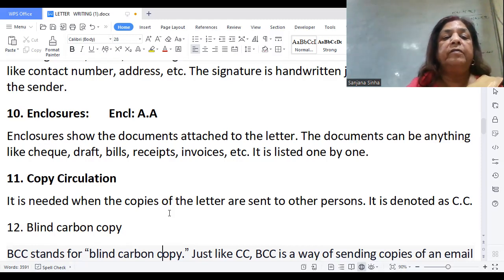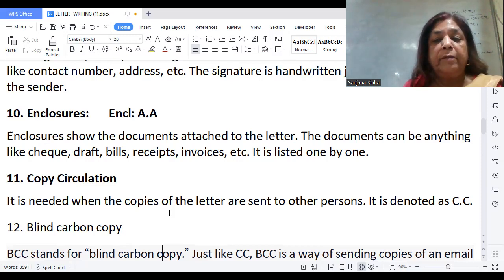AA means as above. Jaisa maine upar likha hai. So enclosures show the documents attached to the letter. The documents can be anything like checks, drafts, bills, receipts, invoices, etc. And it is listed one by one.